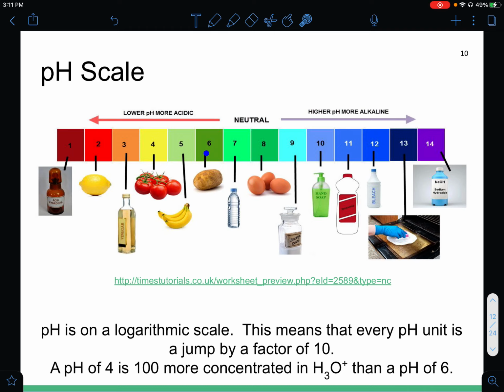Or sorry, I went the other direction. It is 100 less going to 6, and 100 more going toward the 4. So that was backward originally. So more H3O plus, 100 less H3O plus, because this is more acidic, so that's why we have to have more H3O.